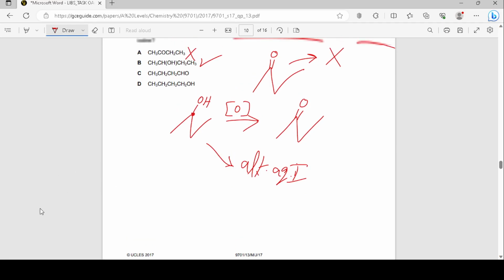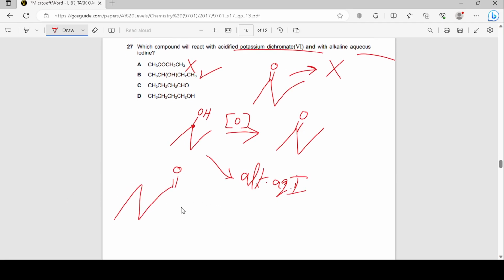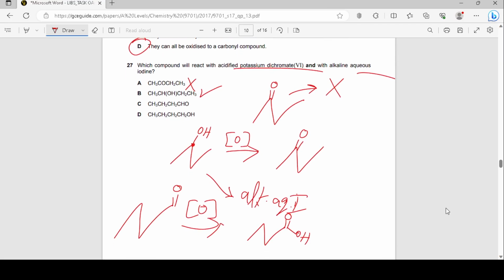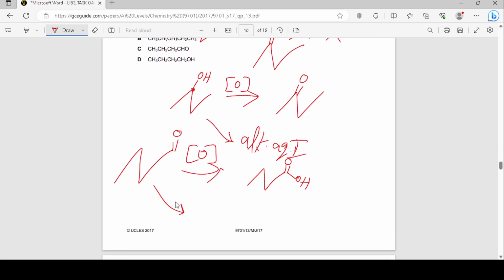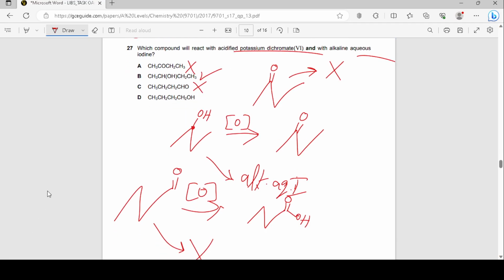If you look at C, CH3, CH2, CH2, CHO, it's 1, 2, 3, 4 carbons. So will it react with acidified potassium dichromate(VI)? Yes, it can, because aldehydes can further be oxidized into carboxylic acids. And can it react with alkaline aqueous iodine? It cannot, because there's no adjacent methyl group, is there? It's an aldehyde and there's no adjacent methyl group either, so it's wrong.